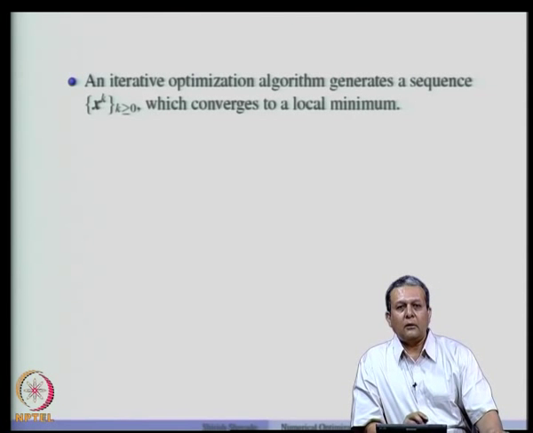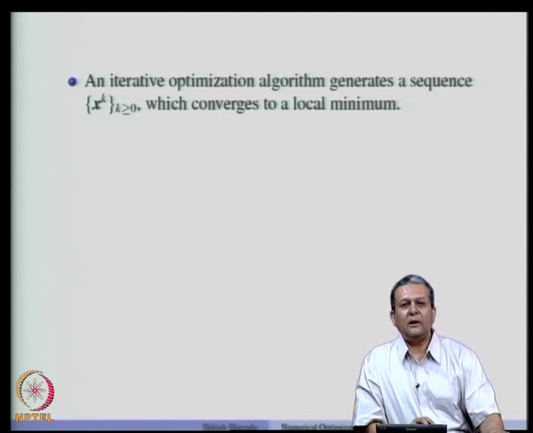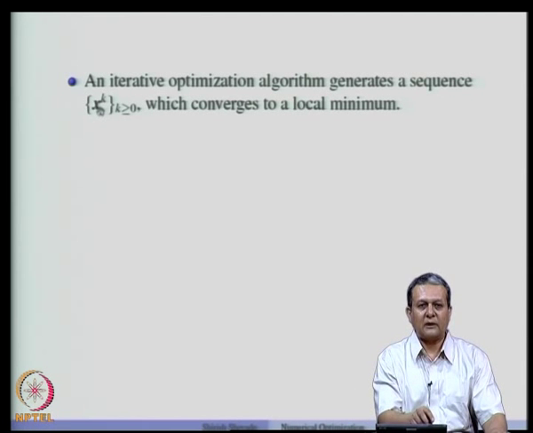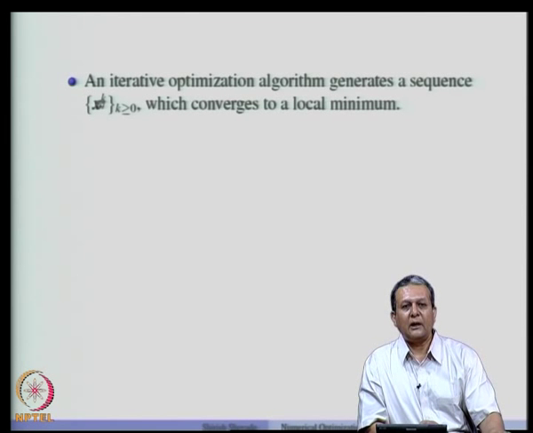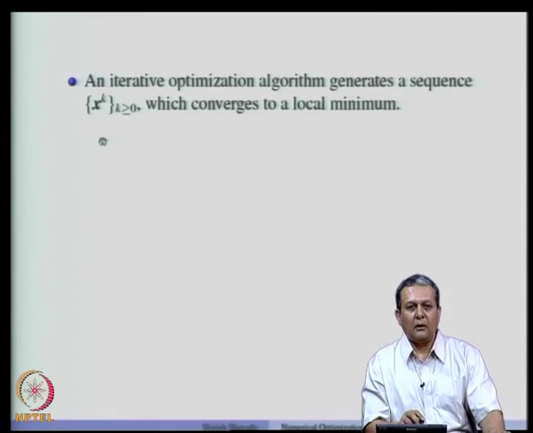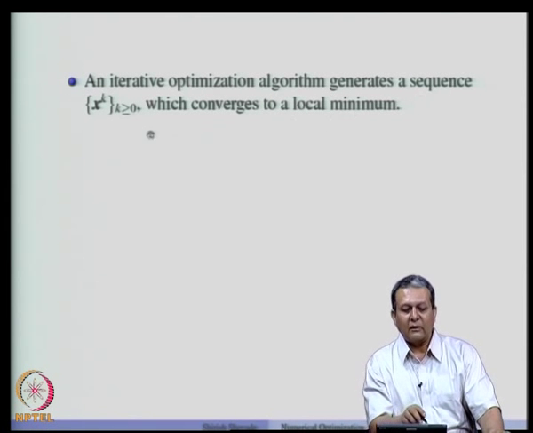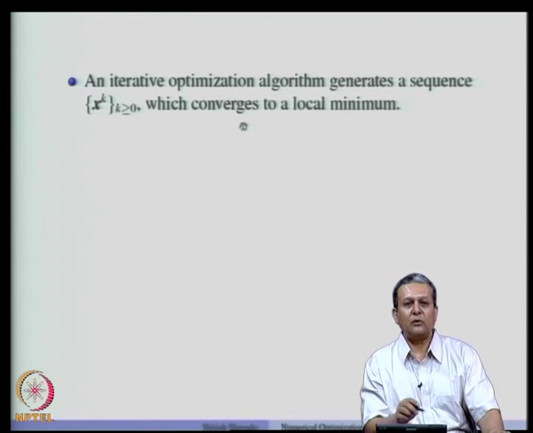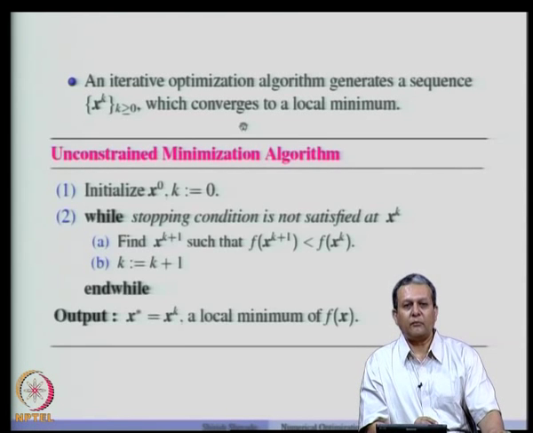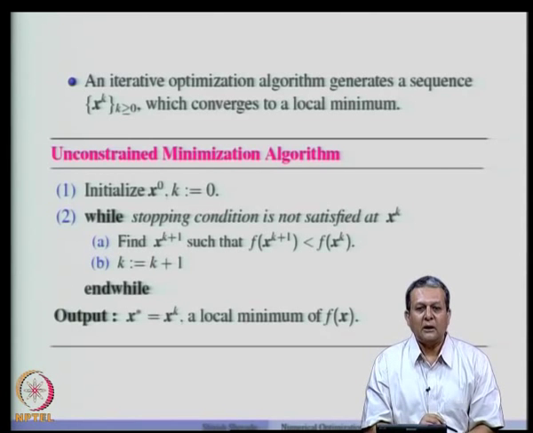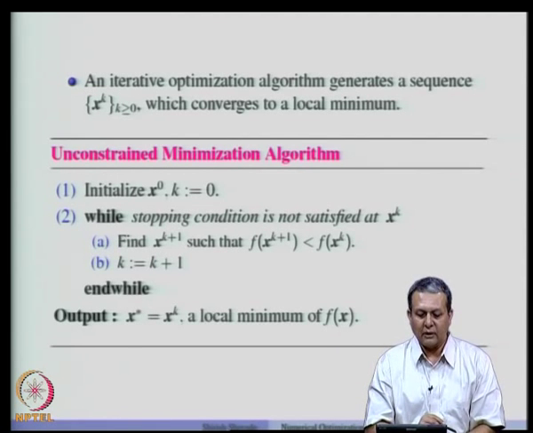Okay. So, a typical iterative optimization algorithm would generate a sequence of points. Let us denote that sequence by xk. Remember that the superscript k is used to denote the element of the sequence, and it is not the power. When the optimization algorithm generates a sequence xk, we want that sequence to converge to a local minimum. So, a conceptual unconstrained minimization algorithm is given here.